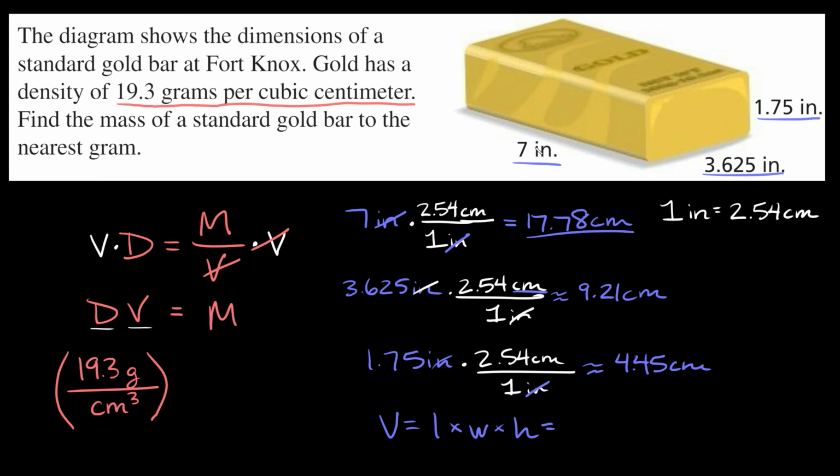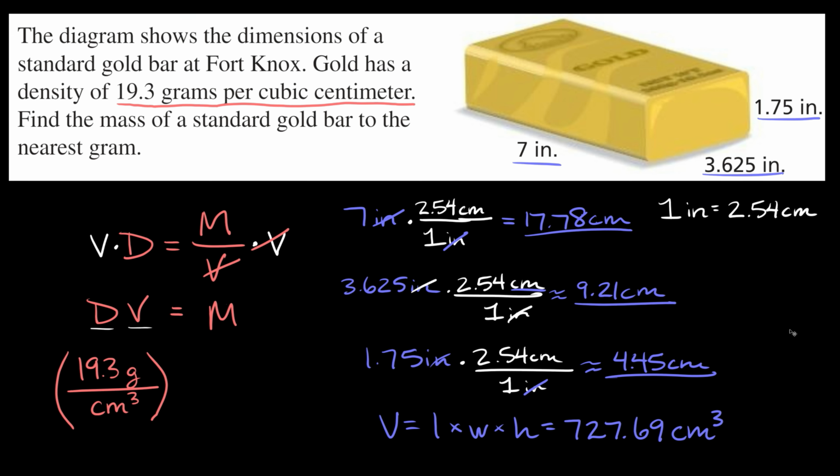This is the length, 7 inches we turned into this. This width right here, 3.625, we turned into 9.21. And then the height, 1.75, we turned into 4.45. If you multiply all these three together, you'll get that these are approximately equal to 727.60. Nice. And our units are centimeters cubed, because we're working in three dimensions: length, width, height.